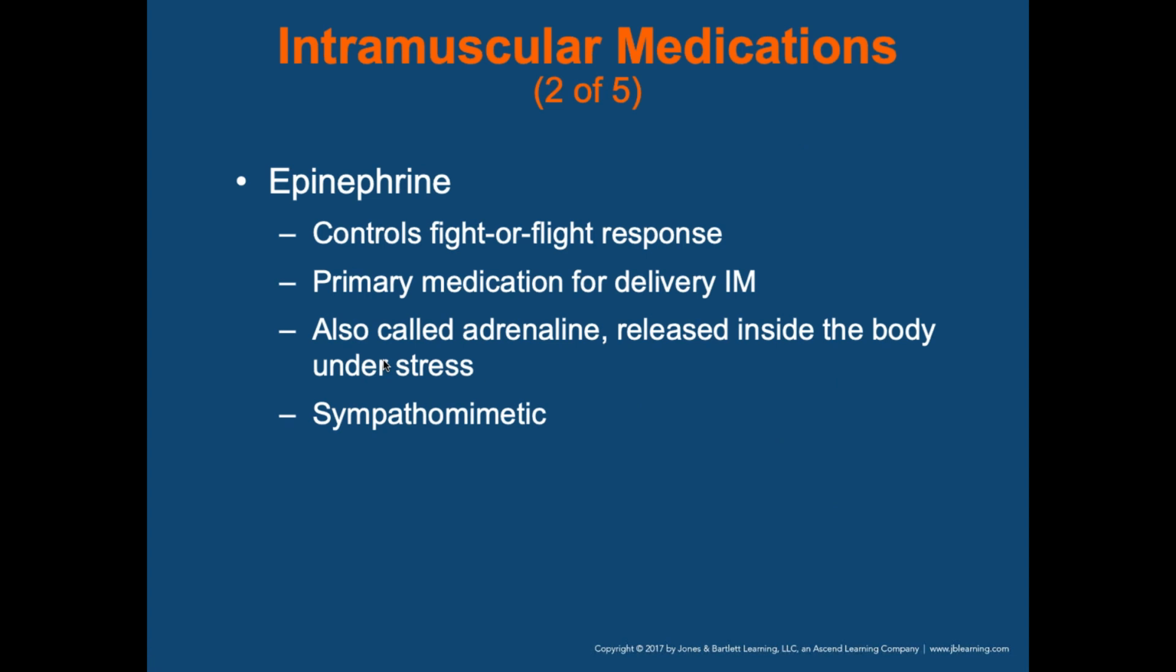You're going to see adrenaline, as it's also called, released inside the body under stress. You're going to see tachycardia. You might see some hypertension and things like that. They might develop a headache. But the primary route of delivery for this is going to be intramuscular.